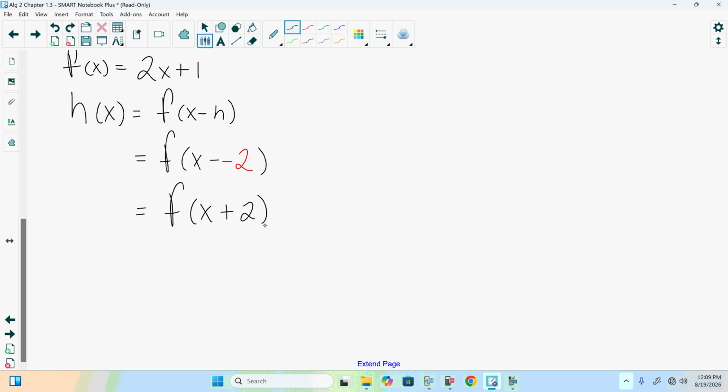If it had been right 2, we would have plugged it in as positive 2, which would have left us with x minus 2. So we still have that opposite. It's just we have to plug in what the actual value is. So we kind of see how this works with h. Even though, again, opposite of what we think, because h is negative 2, but now it looks positive. Questions on how we did that there? Questions on any of this so far?